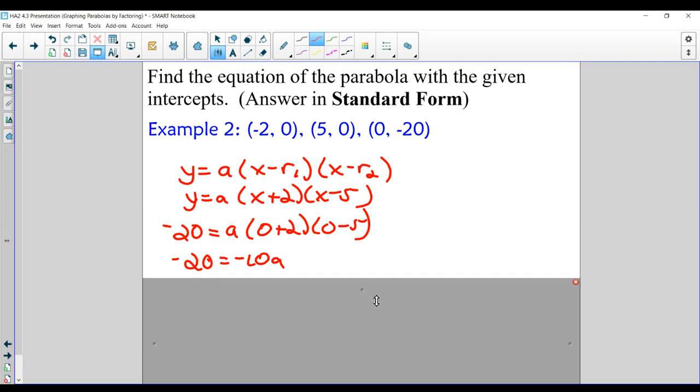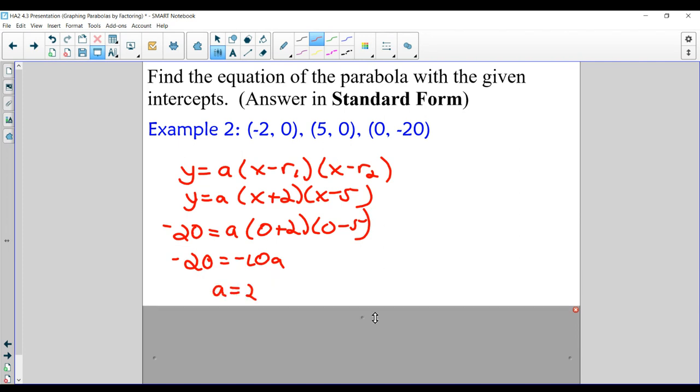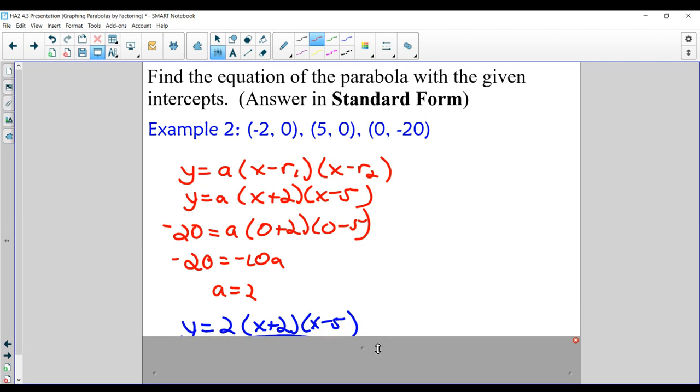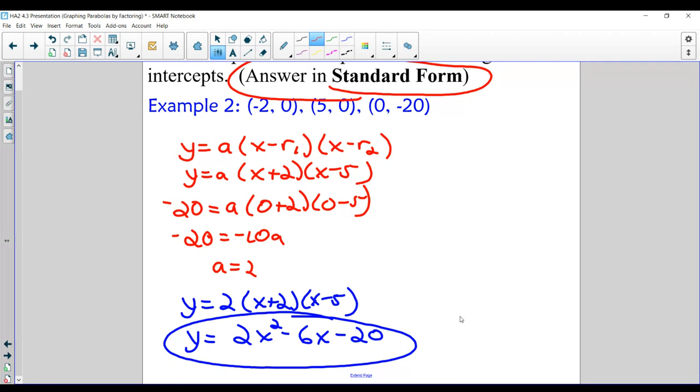Combine those together, divide both sides by, in this case, negative 10. You get a is equal to 2. And so in factored form, that's what you would have. The big thing is what it tells you to answer in. That'll be a pretty big part of the test for Chapter 4: answering the questions in the form that it's asking for, or doing it in the particular way it asks you to do. So this one does say standard form, which would mean I need to multiply these out and then multiply by 2. When you do that, you'll get 2x squared minus 6x minus 2 is equal to y for your equation.